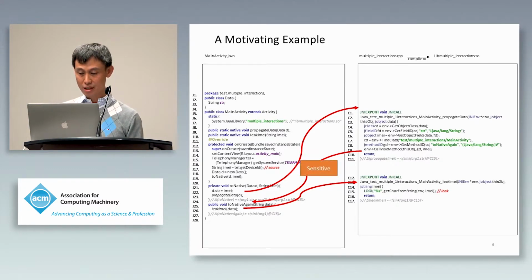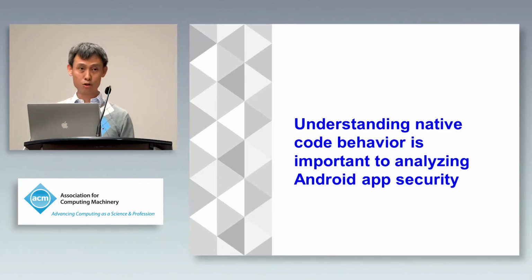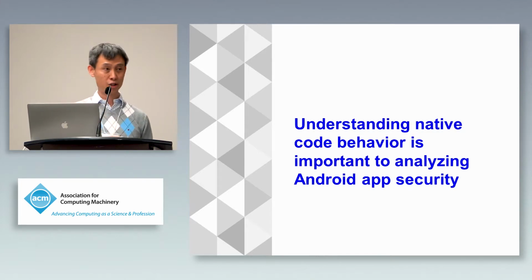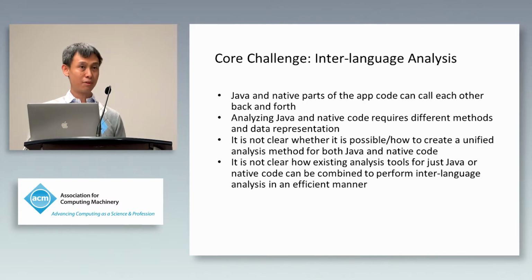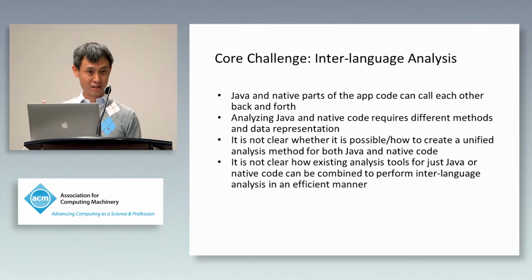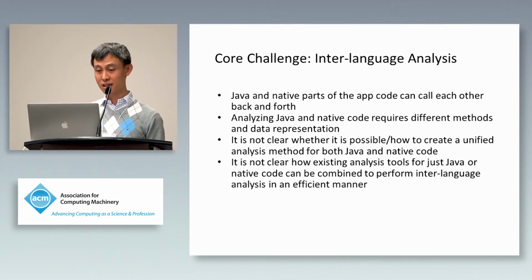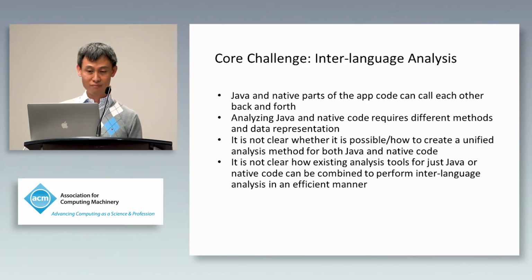Right? So I hope I have convinced you that understanding or being able to analyze native code behavior is important for analyzing Android app security. But here's a big challenge. This kind of problem involves analyzing code written in two totally different languages. The interlanguage analysis is non-trivial for a number of reasons. First of all, those two parts can call each other back and forth, and this can happen as many times as the code developer wants.